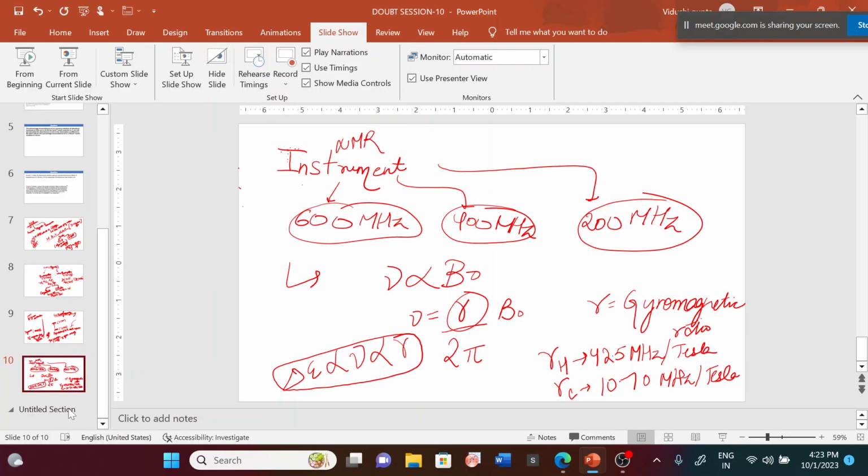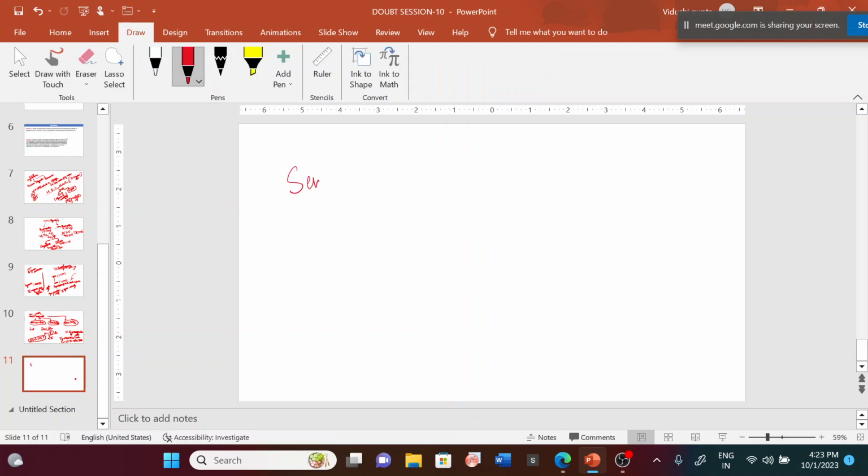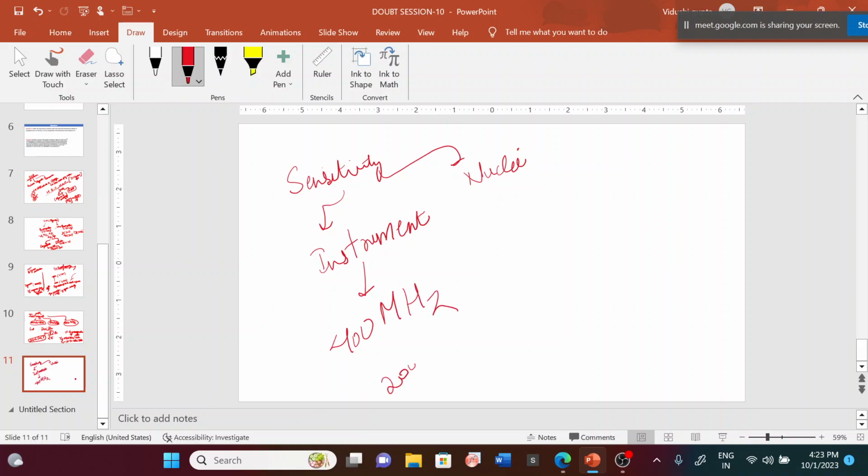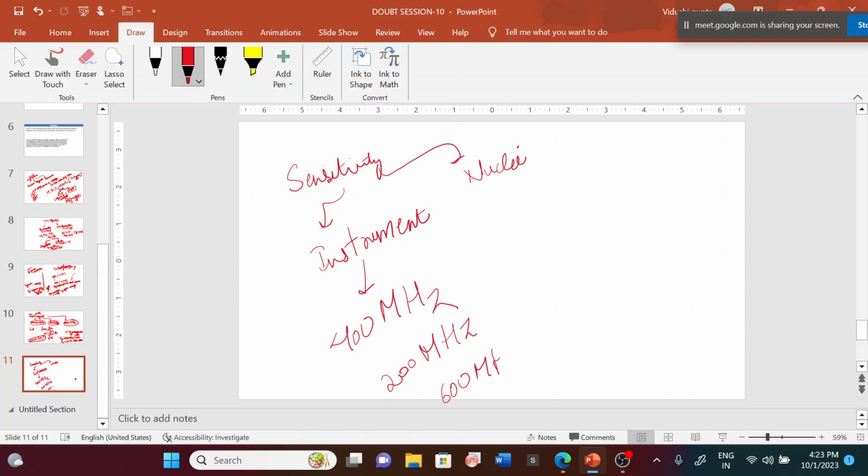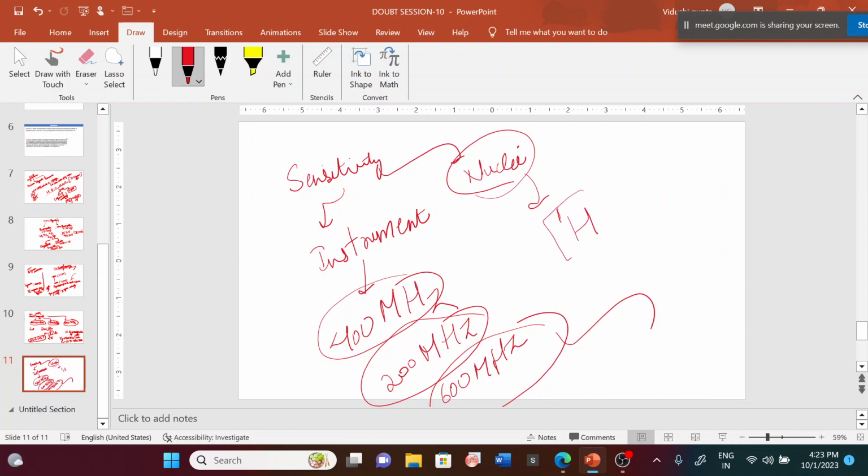So if you will talk about the sensitivity of the NMR, you can explain on the basis of the instrument and the nuclei. In NMR, the frequency can be 400 megahertz, 200 megahertz, or 600 megahertz, and so on. Out of these three, the 600 megahertz will be more sensitive. And in nuclei, suppose 1H, the natural abundance of 1H is nearly 100%. So if you compare the sensitivity of NMR, you can tell on the basis of instrument and the nuclei.